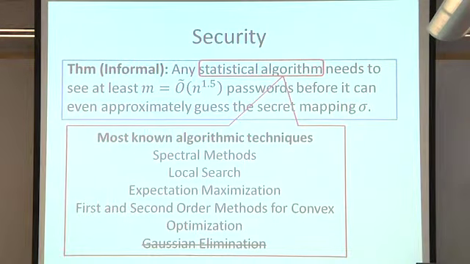OK, so I said any statistical algorithm needs this many examples. Well, why is this significant? It's significant because most known algorithmic techniques for solving planted satisfiability problems can be simulated by statistical algorithms. So Feldman, Perkins, and Vempala had a paper in which they showed that some spectral methods, local search, expectation maximization, and some methods for convex optimization can all be simulated by a statistical algorithm. The one exception is Gaussian elimination.